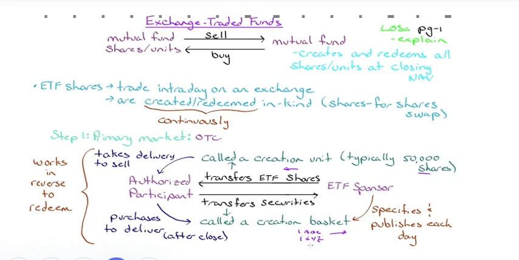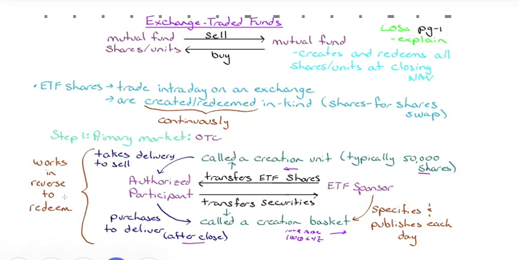So it wouldn't be one ABC and one XYZ. It might be 1,000 ABC and 1,000 XYZ. Again, just a rough example that are required to equal 50,000 shares of the ETF. The authorized participant gets the ETF shares and then can sell them in the market. So it will purchase to deliver, and delivery is after the close. This creation basket gives it to the ETF sponsor. The ETF sponsor gives the authorized participant the ETF shares.